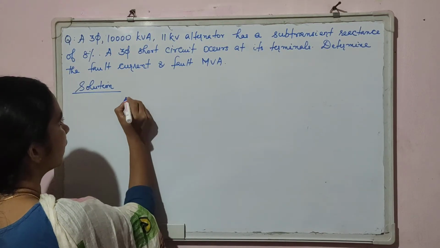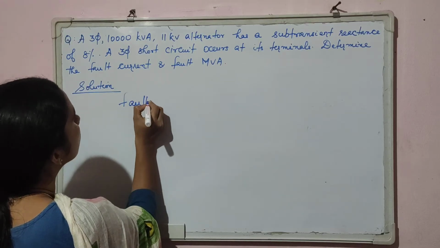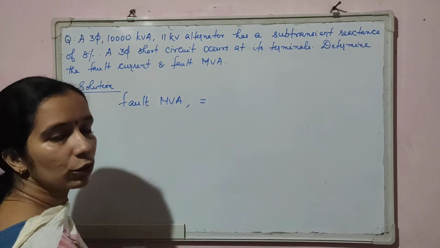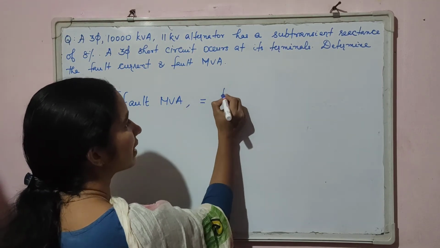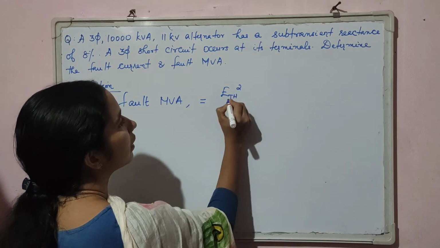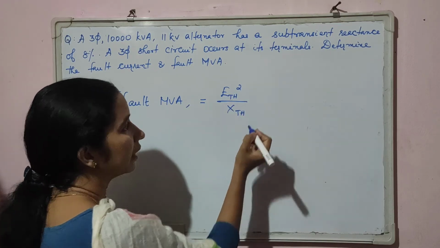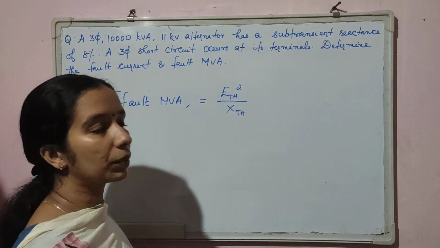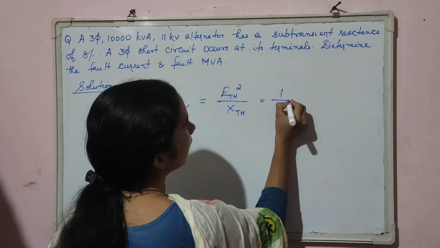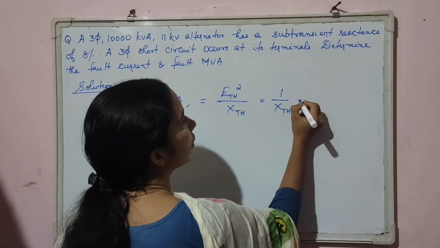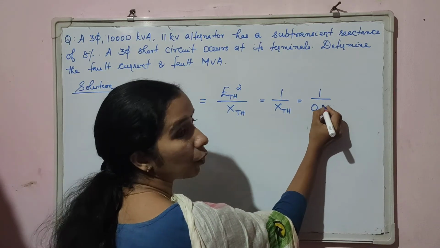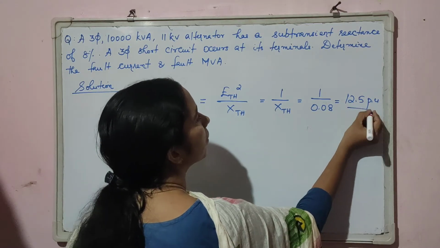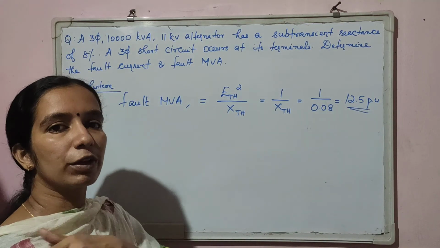Fault MVA. We know the equation for fault MVA as ETH square divided by XTH, and as we are taking ETH as 1 angle 0, ETH square will also be 1. So this will be 1 divided by XTH, which is 1 divided by 0.08, which is again 12.5 per unit. So the per unit value of fault MVA is 12.5.